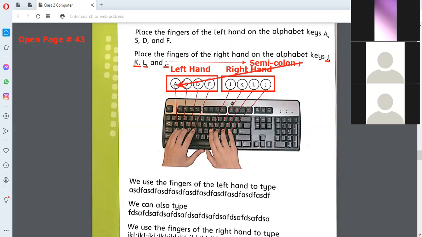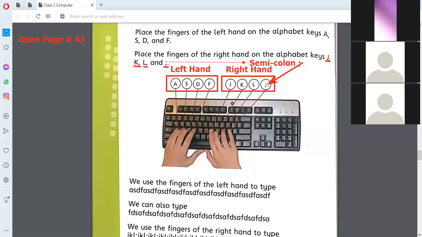Now we are placing the index finger of the right hand on J. We are placing the middle finger of the right hand on K. We are placing the ring finger of the right hand on L. We are placing the last finger, the pinky finger, no, the little finger, on the semicolon.